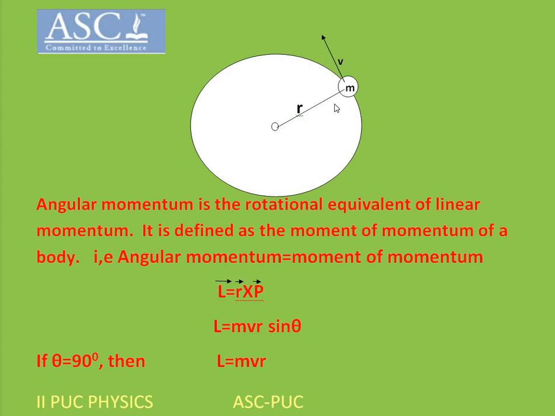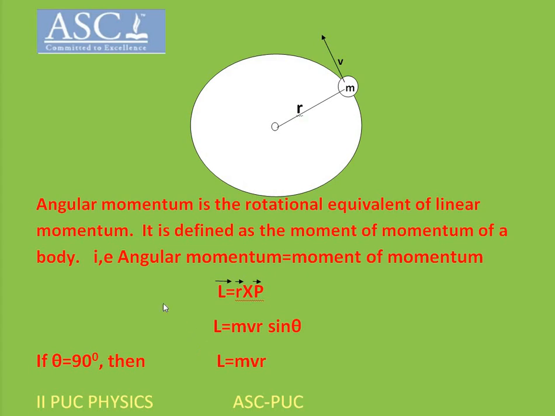That means a moving body which is revolving along the circumference of a circle is going to possess a quantity called angular momentum. It is defined as the moment of momentum of a body. That is, angular momentum is equal to moment of momentum of a body. L is equal to r cross p, where r is radius vector, p is momentum of the body, that is linear momentum. So, if we expand this, L is equal to mvr sin theta.